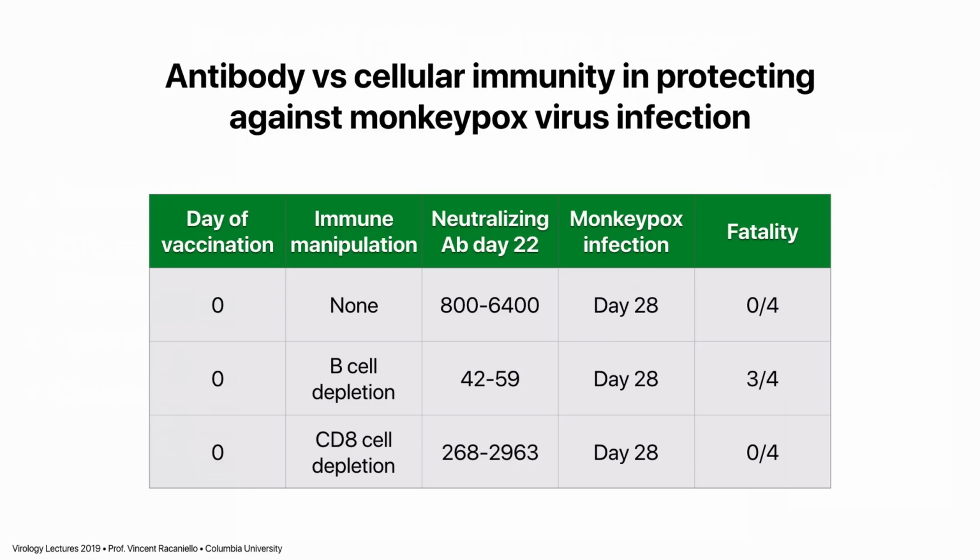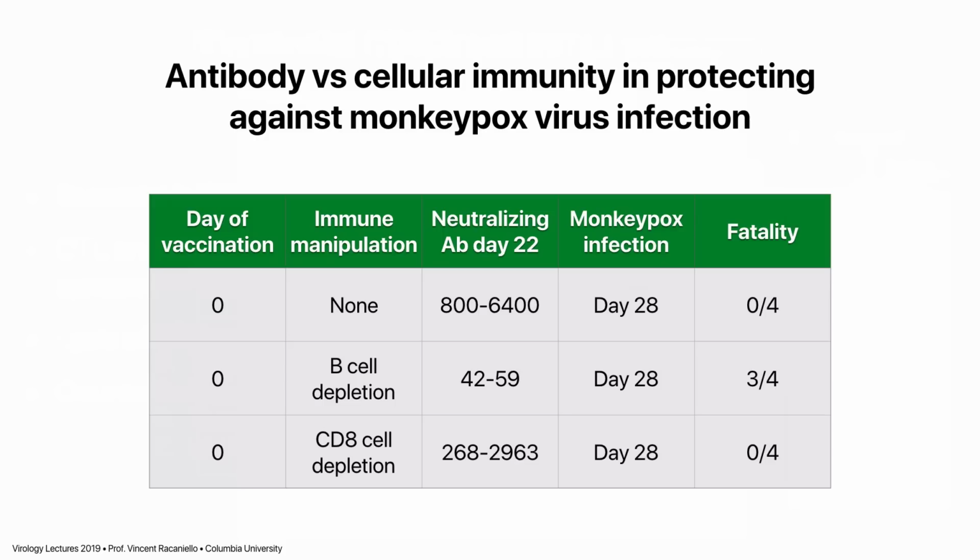So here's an experiment that shows you the role of antibody versus cellular immunity in protecting animals against monkeypox virus infection. At day 0, for all the groups, we vaccinate the animals with an inactivated monkeypox virus. Then we do some kind of immune manipulation, either nothing in the control group or something else in the others. And then we measure at day 22 neutralizing antibody in the serum. We do a neutralization test. Then we infect with infectious monkeypox virus at day 28, and then we look at fatality.